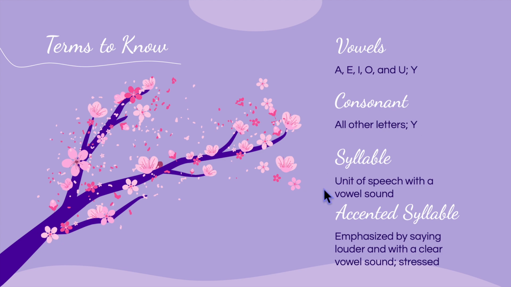A syllable is a unit of speech with a vowel sound, and an accented syllable is emphasized by saying it louder and with a clear vowel sound. Sometimes it's called a stressed syllable.